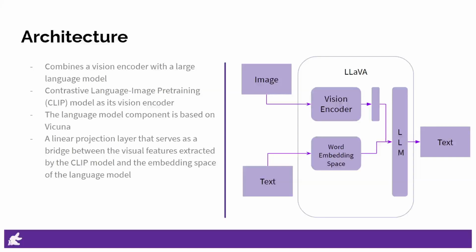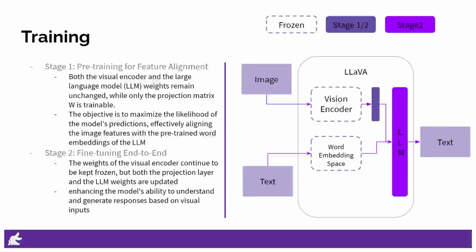The architecture includes a linear projection layer that serves as a bridge between the visual features extracted by the CLIP model and the embedding space of the language model. This projection layer transforms visual features into visual tokens, aligning them with the language model's word embeddings, thus facilitating seamless multimodal interactions. Stage 1: Pre-training for feature alignment.